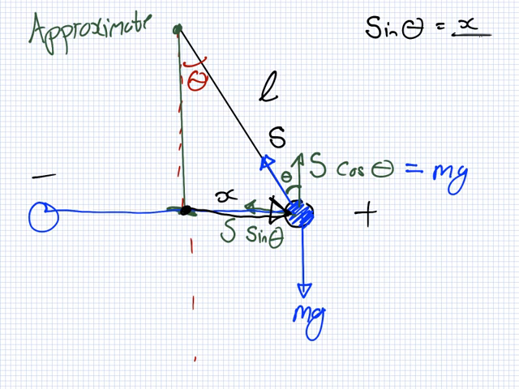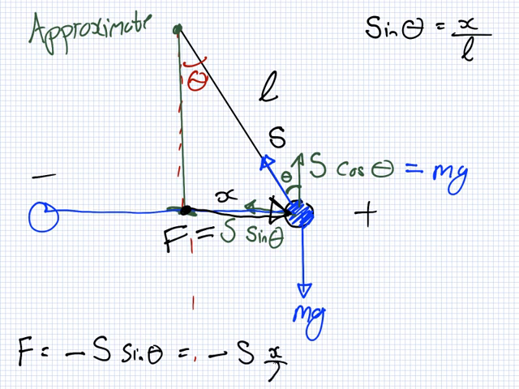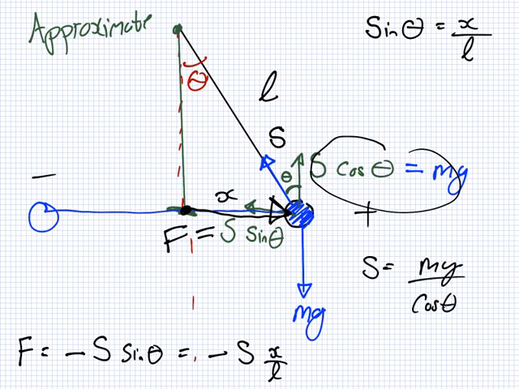X over L. Okay, let me use x over L. So if I look at this force here, I have F equals minus S sine theta, because it's going to the left, which equals minus S x over L. Okay, that's kind of helpful, but I don't know what the S is. But I can get the S from this. The S equals mg over cos theta.